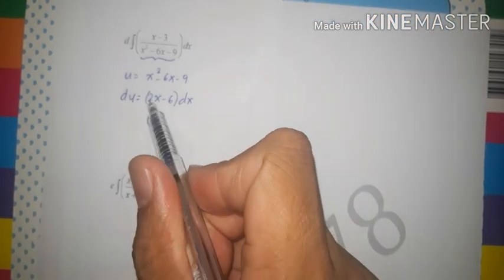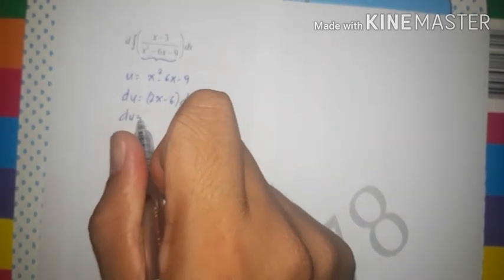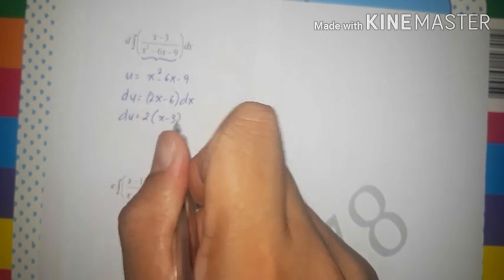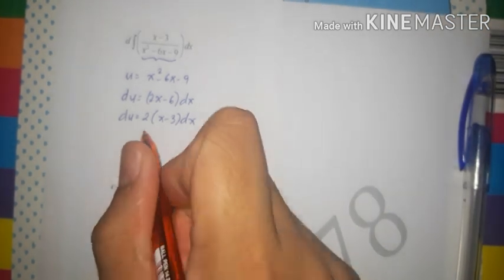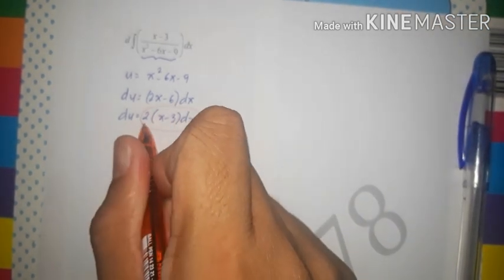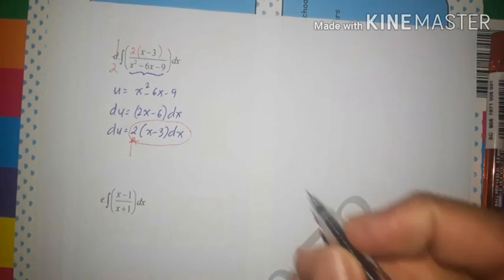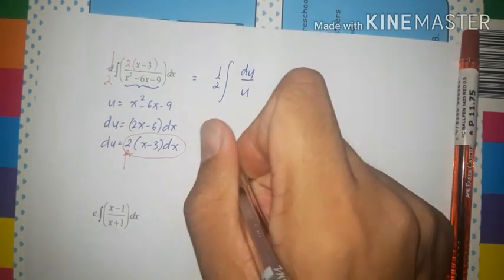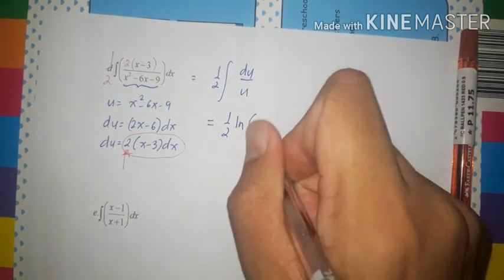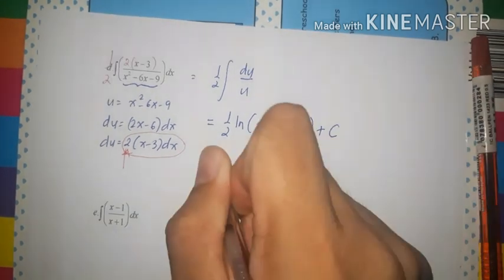So, if I factor out 2 here, du is equal to 2 times the quantity (x minus 3) dx. So, in the numerator, to satisfy my du, I need to have a 2, so I need to provide 2 here, and then compensate with 1/2. So our given now becomes 1/2 integral of du over u. That is simply 1/2 ln of x squared minus 6x minus 9 plus c.